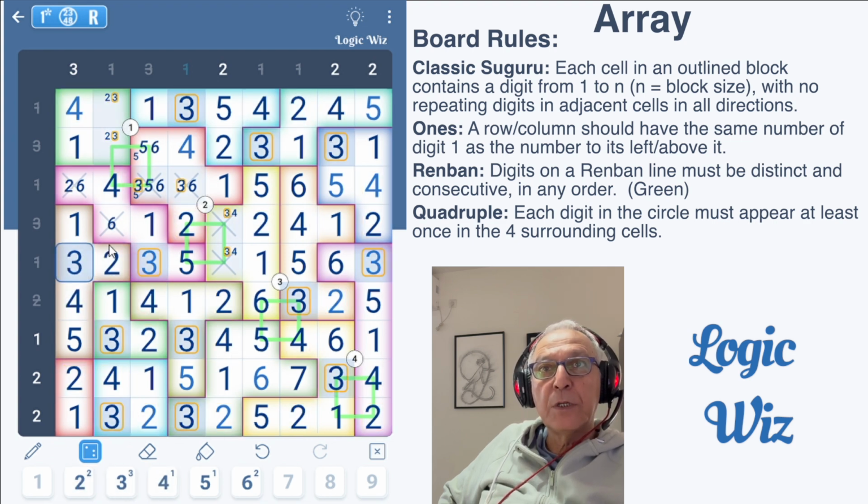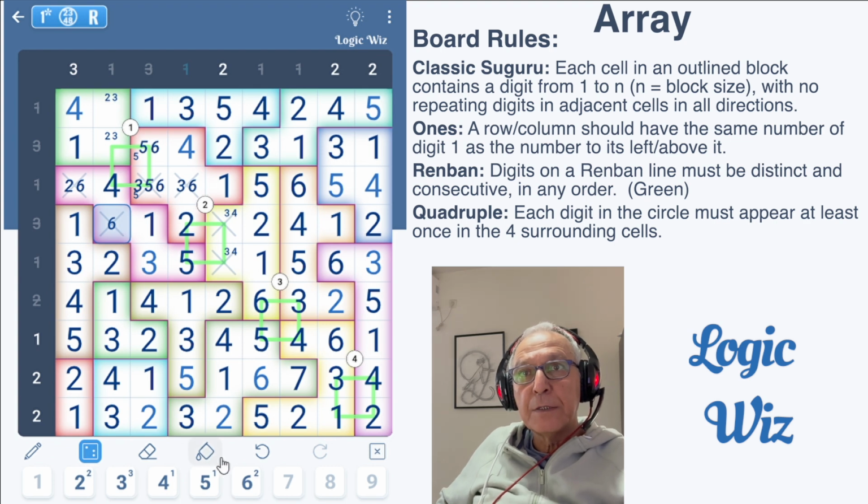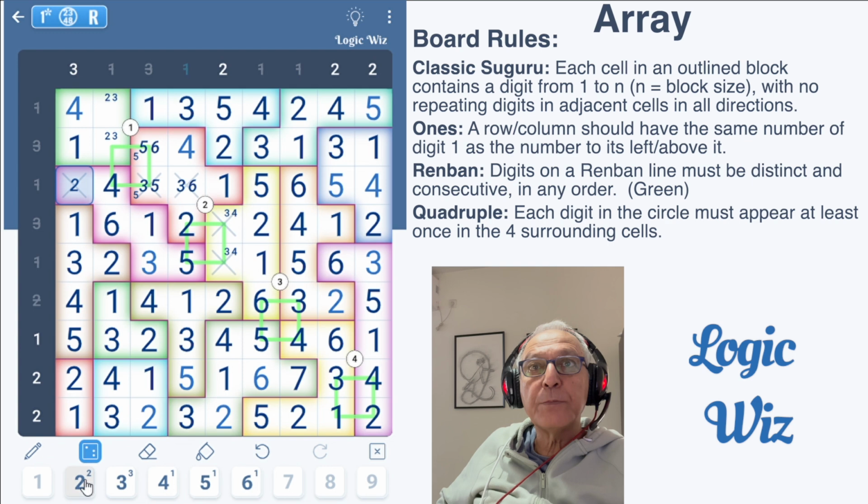Okay, from here it's going to be basically filling the remaining digits because I think it's completely opened up.